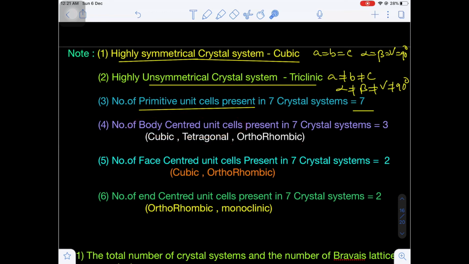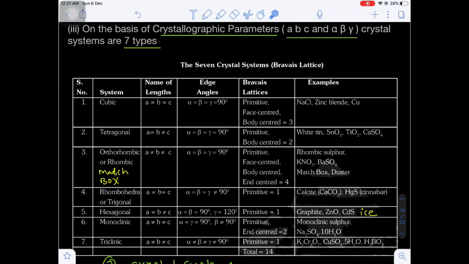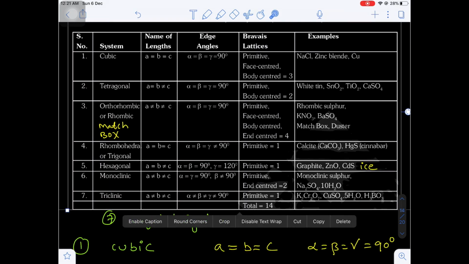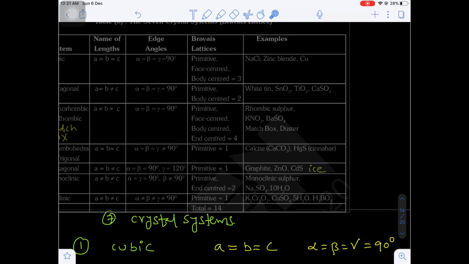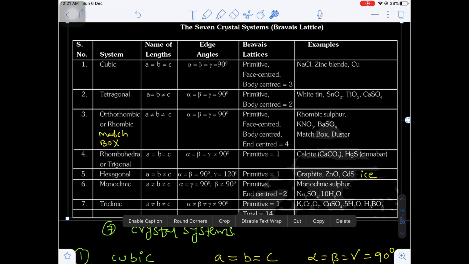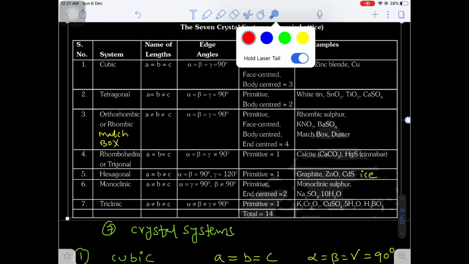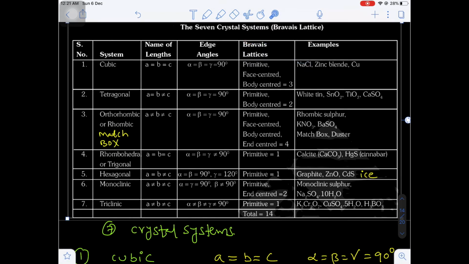Okay. Now the face-centered unit cells will be present in how many of the 7 types of crystal systems? Only in 2 types of crystal system, cubic and orthorhombic. If you have any doubt, you see the tabular form. In this tabular form, face-centered, I need face-centered. Face-centered will be present in where? Number 1.